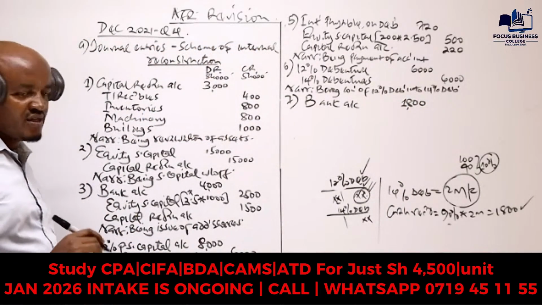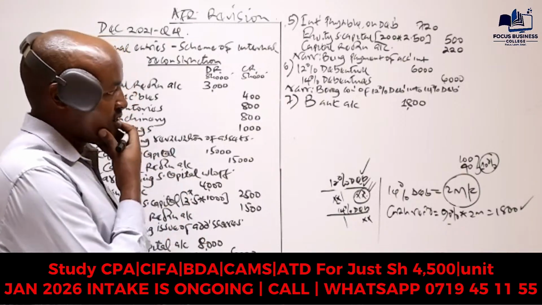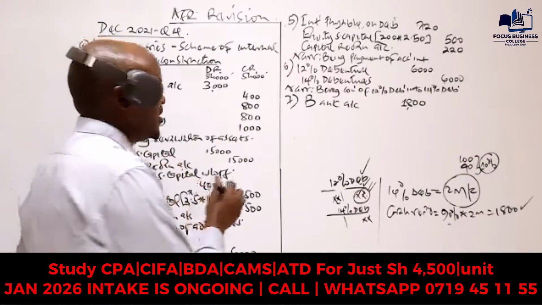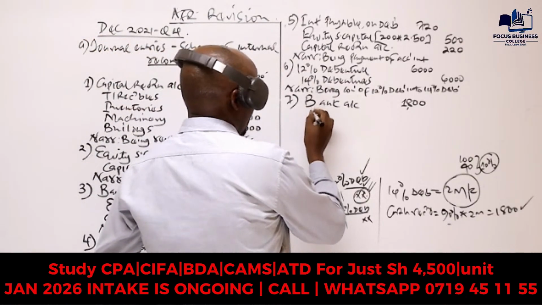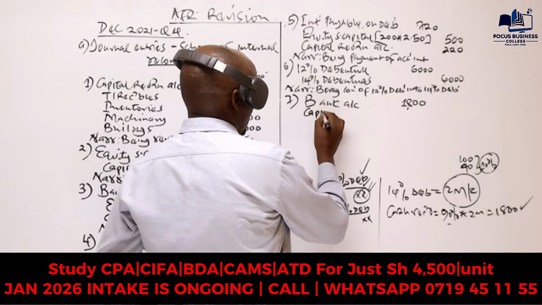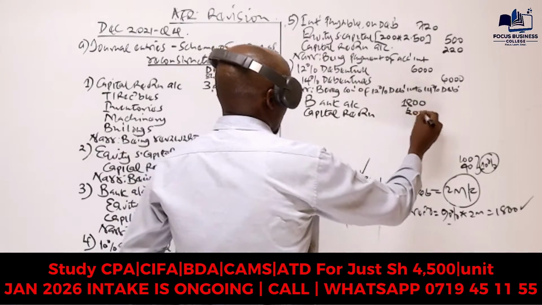Now, the difference, or actually the discount, which is 200,000, basically we take it to which account? We take it to the capital reduction account. We must account for that discount. So that discount is 200,000.